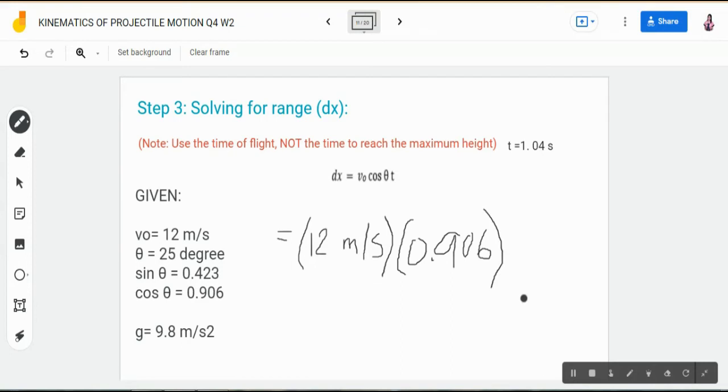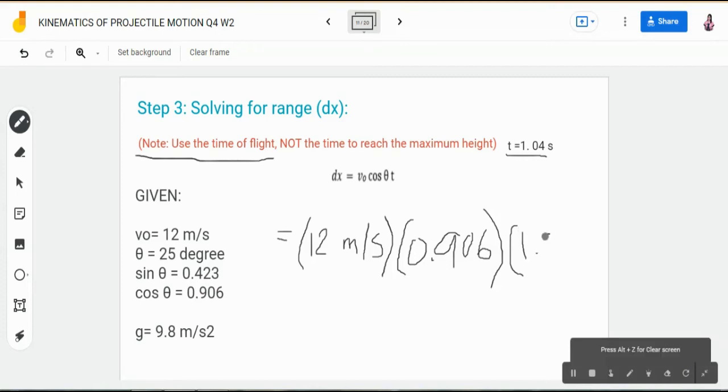And then, yung ating time na time to reach the maximum height. So, this time, take note, ayan, sabi rito, note, use the time of flight, not the time to reach the maximum height. So, dito na natin gagamitin yung total time of flight na nakalculate natin kanina, which is 1.04 seconds. Ayan. So, perform the indicated operation.